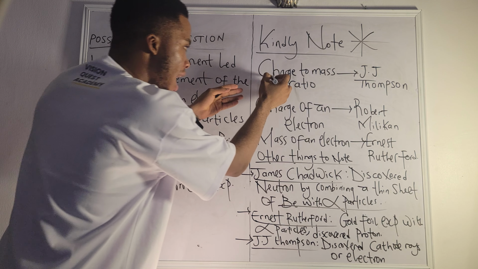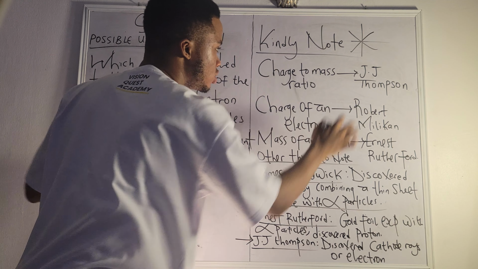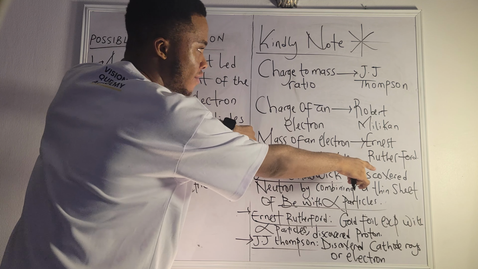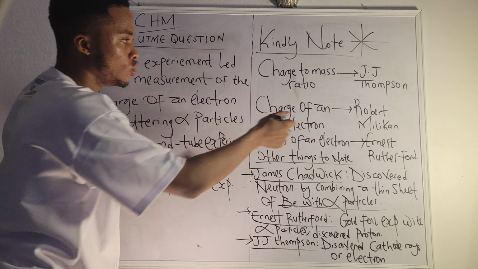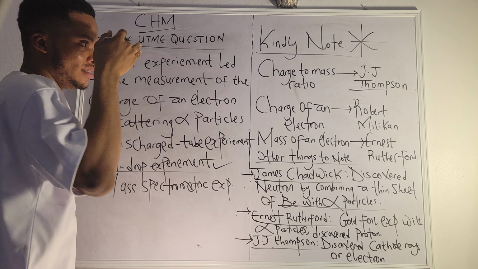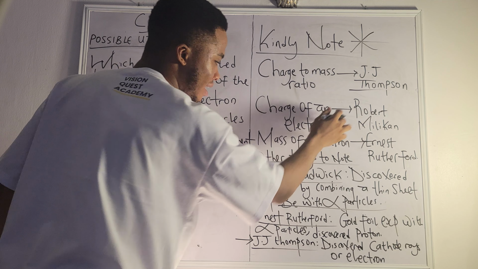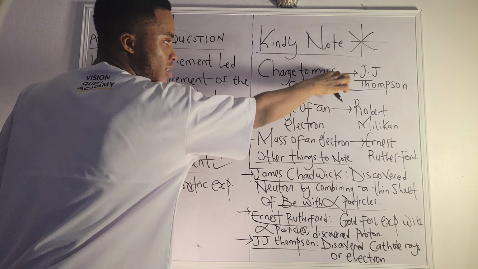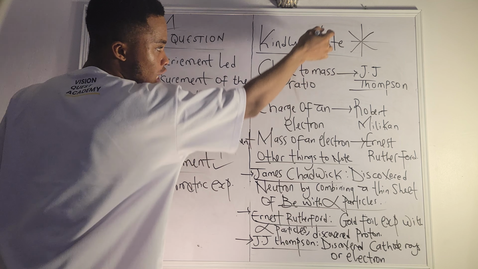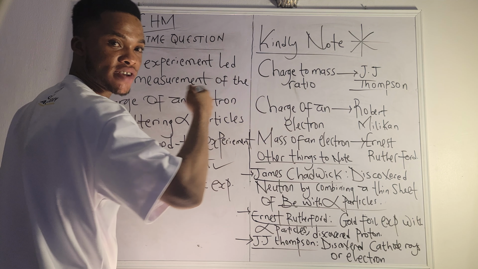But the charge to mass ratio was done by what? J.J. Thomson. So he used the charge of an electron by Robert Millikan and the mass of an electron by Ernest Rutherford to get the charge to mass ratio. So you can be asked which scientist gave the charge to mass ratio. Was it J.J. Thomson? But the charge of an electron itself was given by Robert Millikan, and the mass by Ernest Rutherford. So you use the charge and the mass to get the charge to mass ratio. Very, very easy. So please note it.